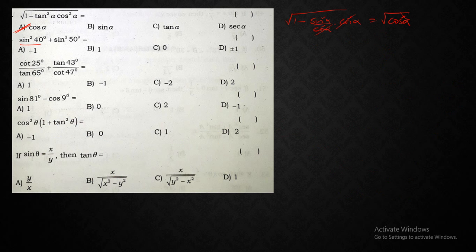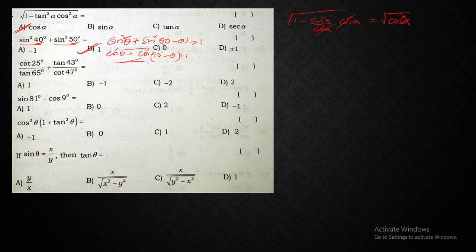Next, sin square 40 plus sin square 50. So if these angles are complement to each other, then simply we can say, sin square theta plus sin square 90 minus theta is equal to 1. The same way we can say that cos square theta plus cos square 90 minus theta is equal to 1. Okay, so you remember these two conditions. So from this, what is the answer?